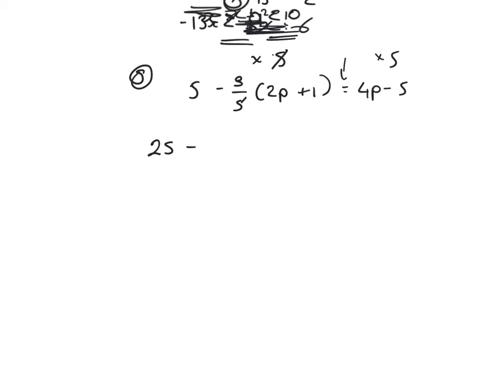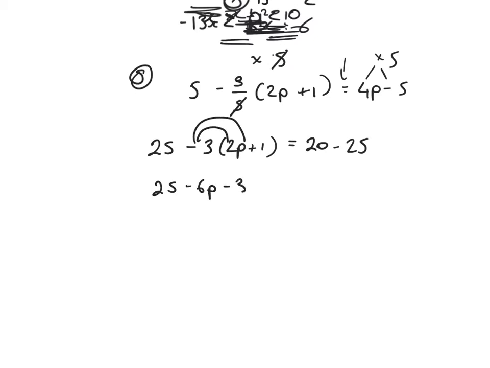Okay, the times of 5 divide by 5 cancel out to give me just minus 3 lots of the bracket, 2p plus 1. And then I'm multiplying everything by 5, so 5 times 4p is 20p, and 5 times minus 5 is minus 25. I'm then going to do the multiplication before the subtraction. So it's 25 minus 6p minus 3 is equal to 20p minus 25.